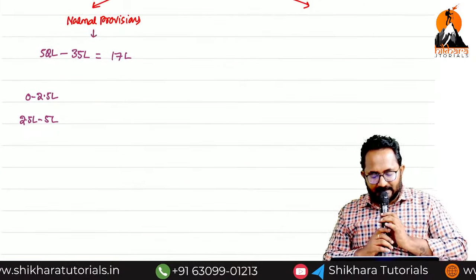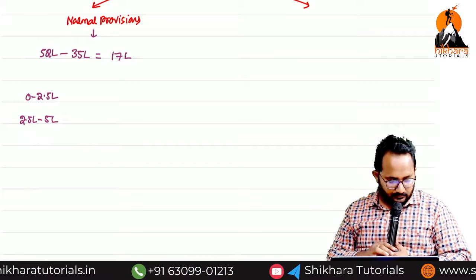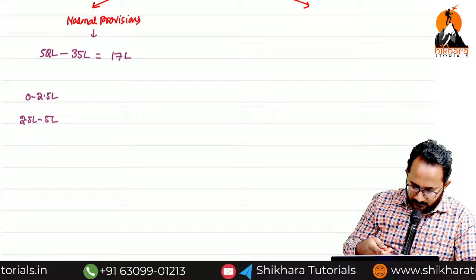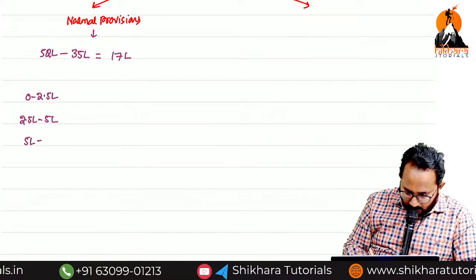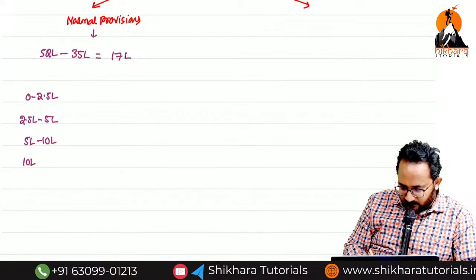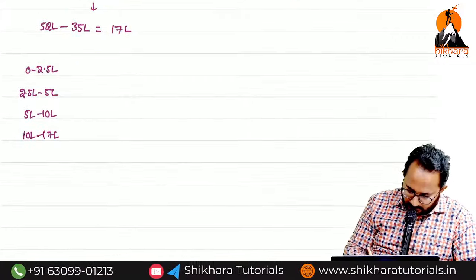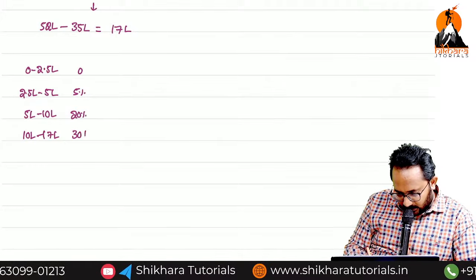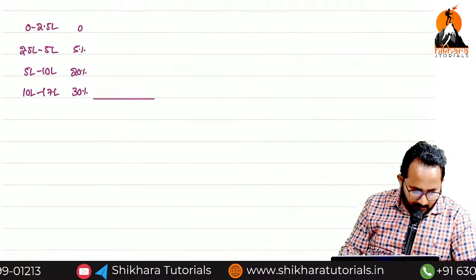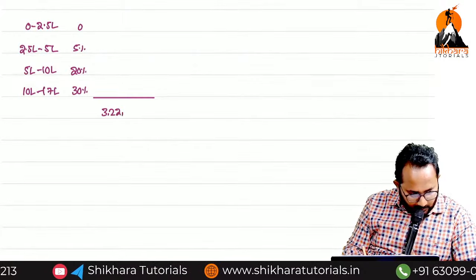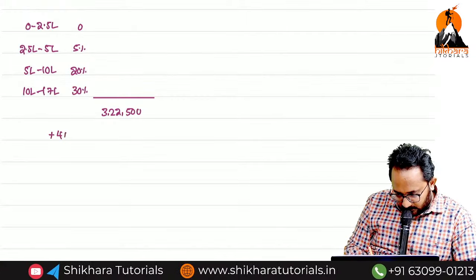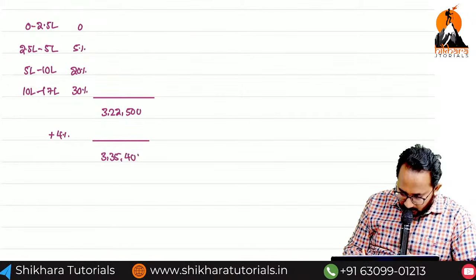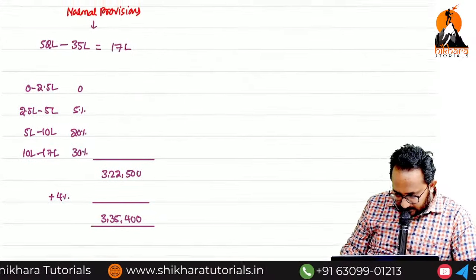2.5 lakh to 5 lakh, 5 lakh to 10 lakh, 10 lakh to 17 lakh. Yes, you can calculate the tax liability on 17 lakh, ma'am. So here 0, 5%, 20% and 30% you can apply. Please tell me how much you will get. 3,22,500, plus if you add the 4% you will get 3,35,400. Many are getting the answer based on this.